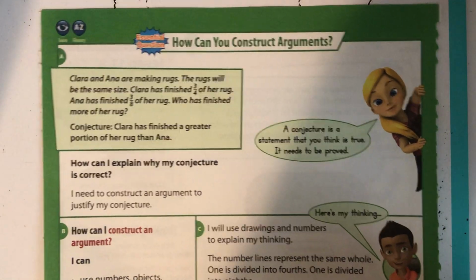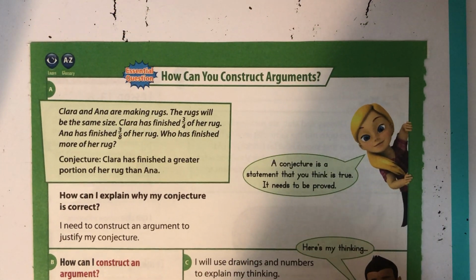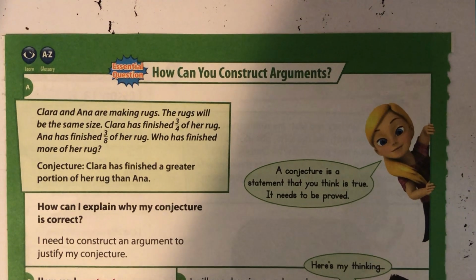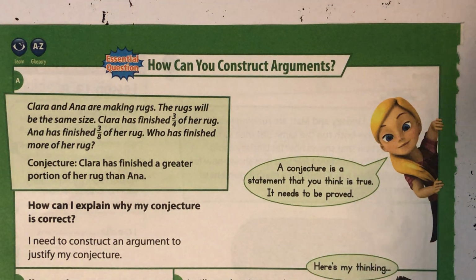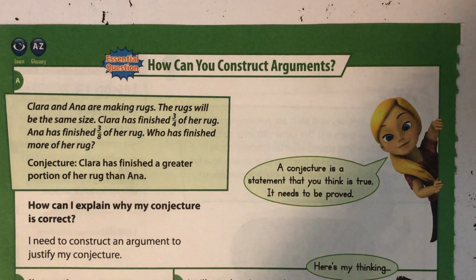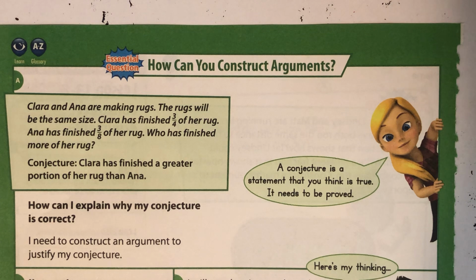13.8 continued. How can you construct arguments? Clara and Anna are making rugs. The rugs will be the same size. Clara has finished 3/4 of her rug, and Anna has finished 3/8 of her rug. Who has finished more of her rug? Conjecture: Clara has finished a greater portion of her rug than Anna.